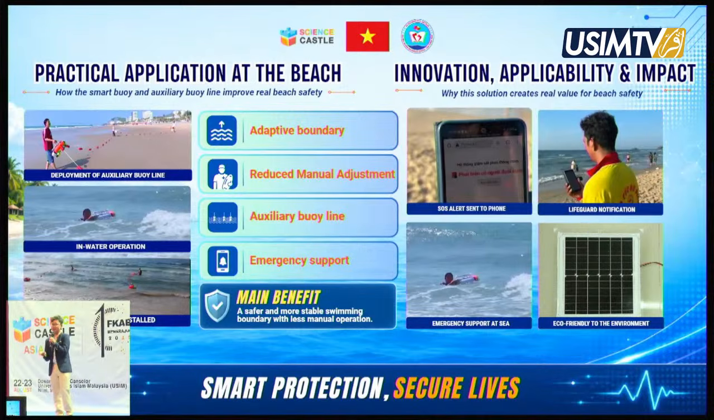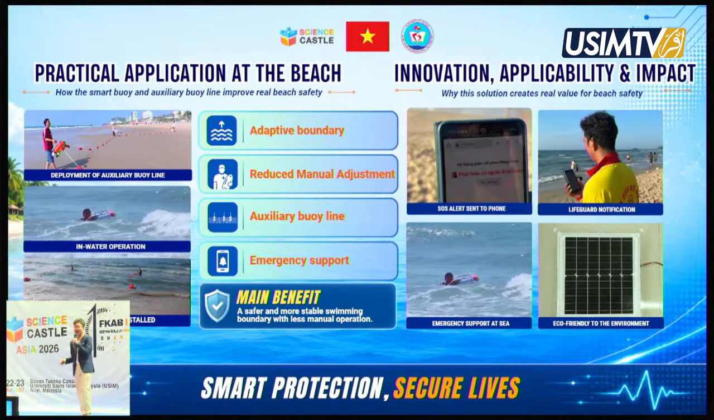The Smart Buoy system includes three important values: innovation, applicability, and impact. In terms of innovation, the Smart Buoy system can automatically adjust its position depending on the harsh marine conditions. In terms of applicability, the Smart Buoy system can be suitable in many beaches, especially ones with harsh marine conditions. In terms of impact, the Smart Buoy system can improve beach safety and increase public confidence when swimming at the beach.